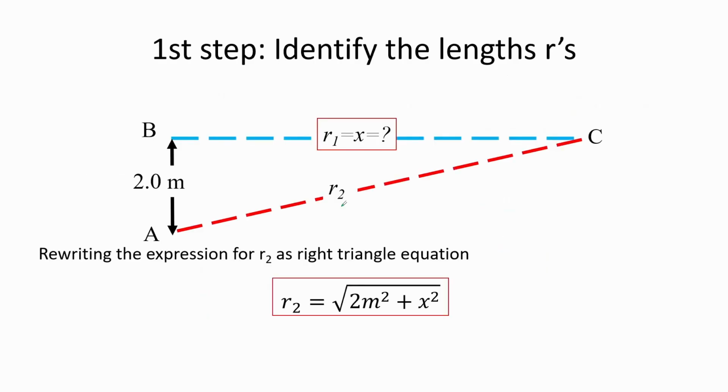First we redraw the problem and assign the parameters of distances r. Here we see r1 is the unknown x, r2 forms the hypotenuse of a right triangle. The length r2 can be obtained using the Pythagorean expression.